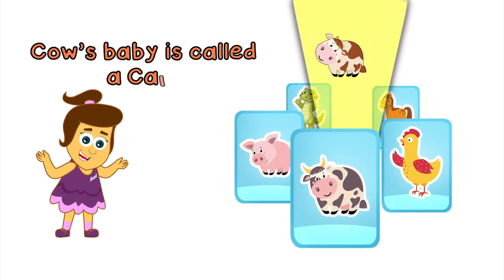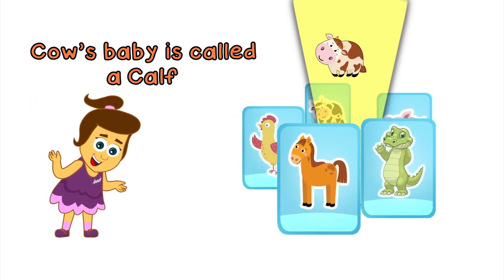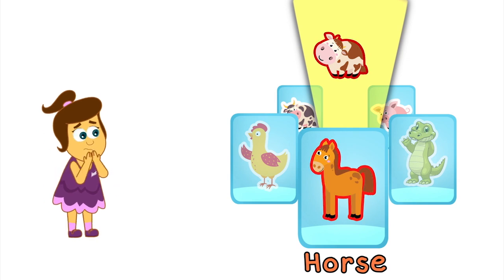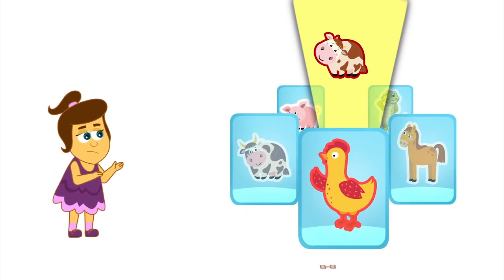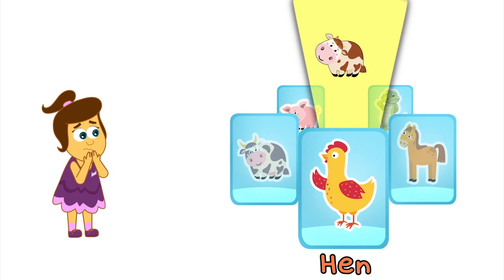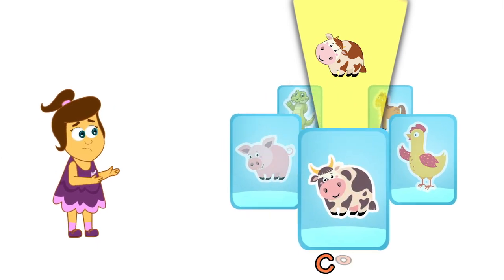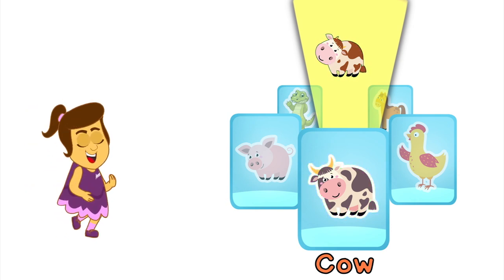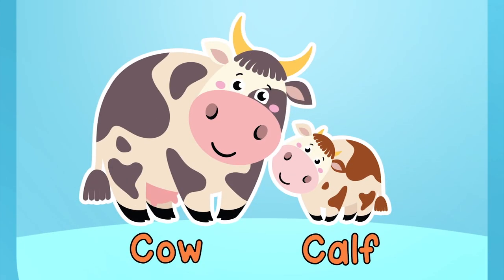Now, a cow's baby is called a calf. Can you find his mommy? Is it a horse? No, a horse is not a cow's mommy. A hen? No. A cow? Yay! The cow is the calf's mommy. Aww. Reunited.